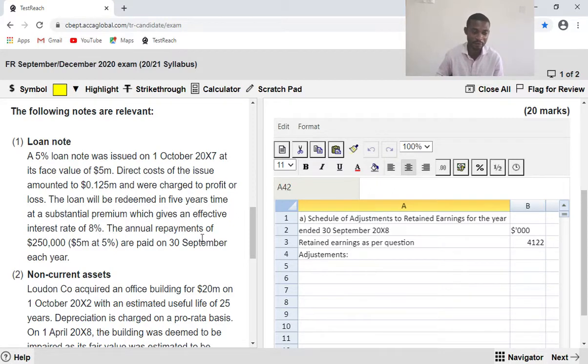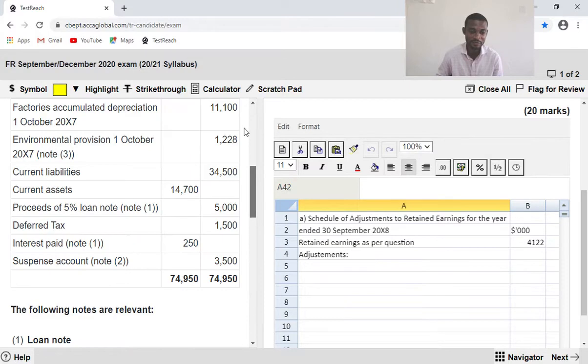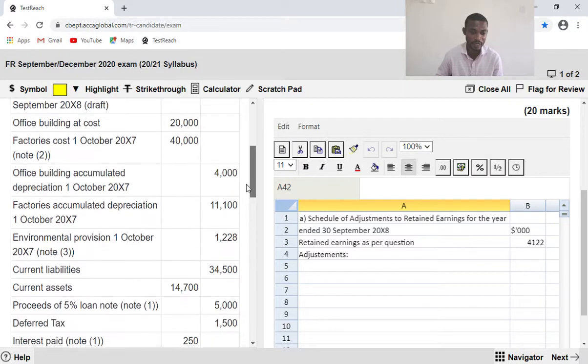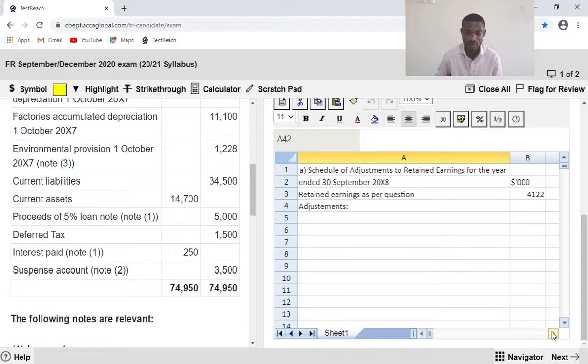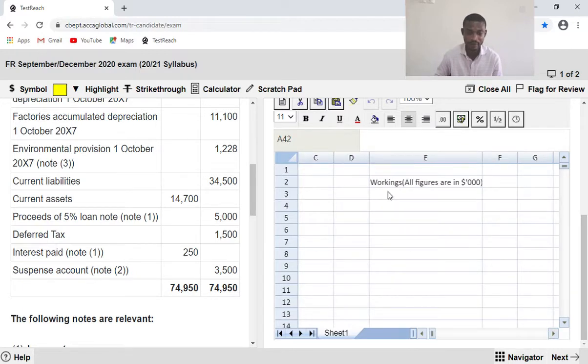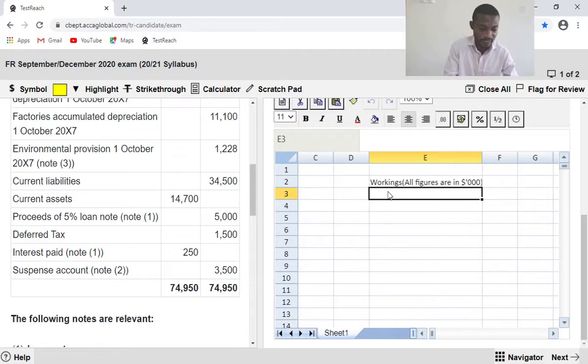The annual repayment of 250, which is the 5 million times 5%, is paid on 30th September. So it means that the interest paid, which is in the trial balance here, please look at it, is 250,000. We have seen that in the note. So I want to quickly go to the workings to start my workings 1. I'll say workings number 1, loan notes. Everything on the loan notes I'll do in workings 1.